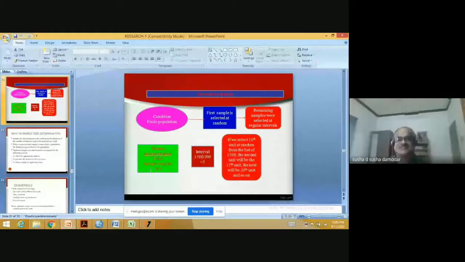Then you find a synergy between objectives and findings. It is always imperative on the part of the researcher to find a synergy between all the different components and different headings. So another important method, systematic sampling. The condition is a finite population.